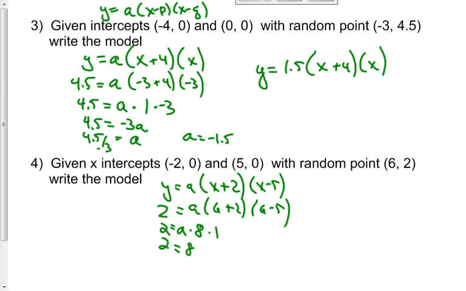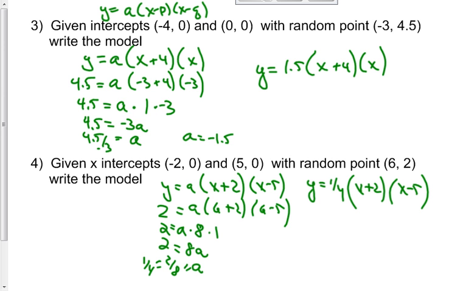Be careful here. This is an easy place for people to make a quick mistake. They see the 2 and the 8 and they think that a is 4. We're dividing by 8, so it's actually 2 over 8, which is 1/4. Our model: y equals 1/4, parenthesis, x plus 2, x minus 5. There you go. That's it for writing equations given information, whether it's in intercept form or it's in vertex form.